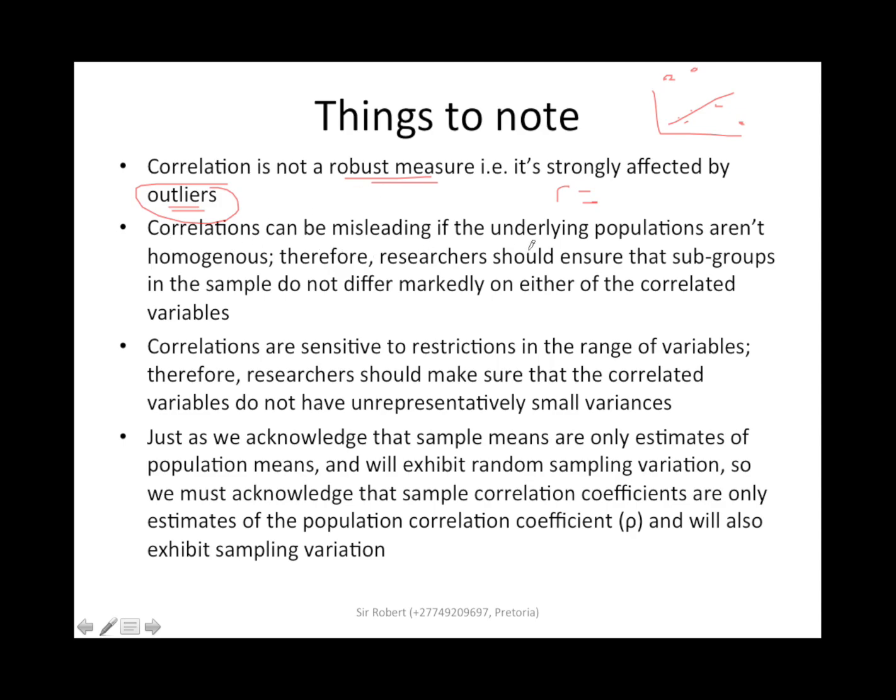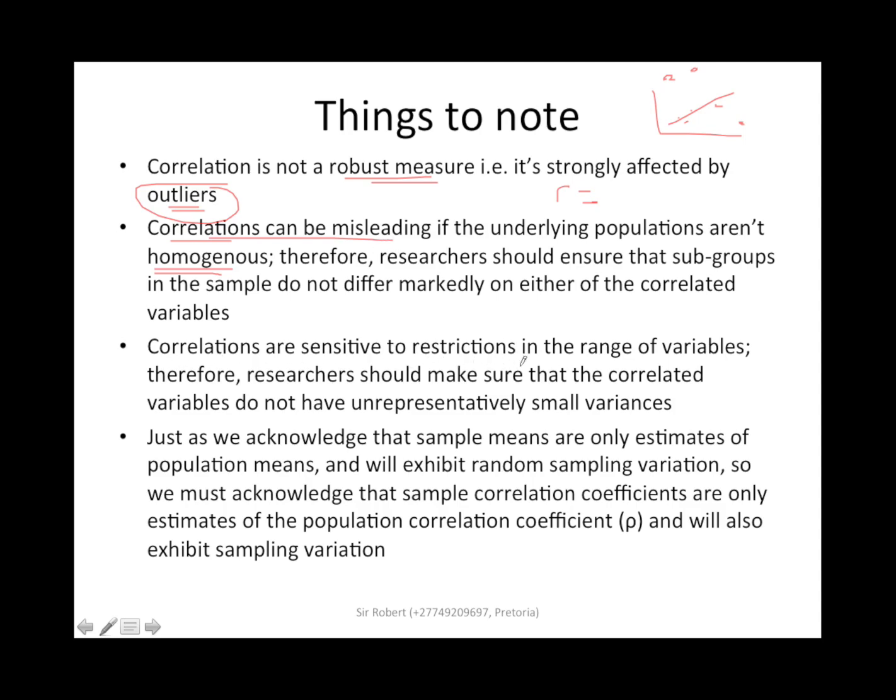Correlations can be misleading if the underlying populations aren't homogeneous. Therefore, researchers should ensure that subgroups in a sample do not differ markedly on either of the correlated variables. So when you're saying homogeneous, they must be of the same kind, of the same breed. So if you just do your samples without making sure that they're homogeneous, your correlations may be very misleading.